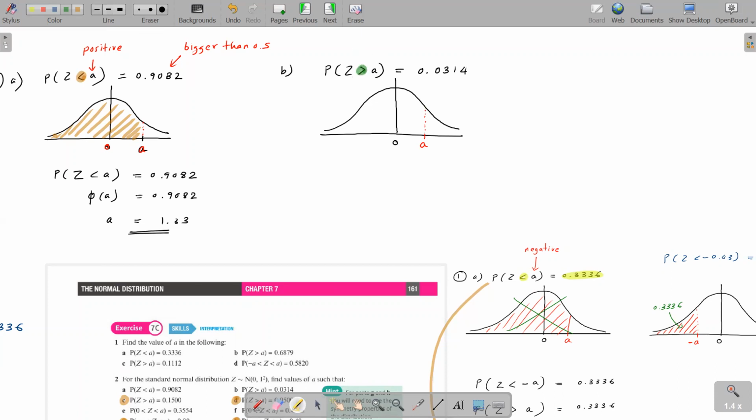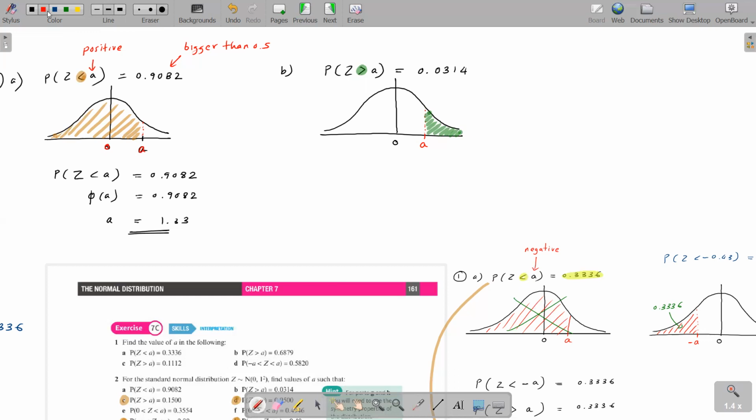These are the important things to note. Number one is that it's greater than. Greater than means you are not going to shade behind, you are going to shade in front. Greater than means you have to shade the area in front. That's important. Always make sure you correctly shade the region. Is it greater than 0.0314?